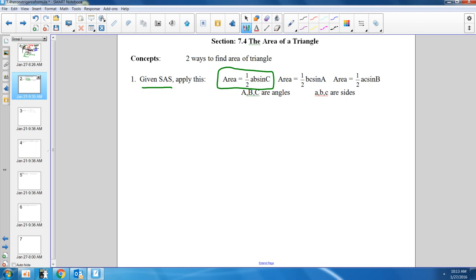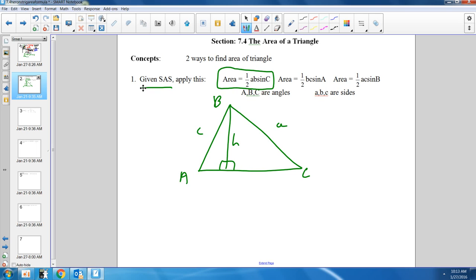So what I want to do is set it up the same exact way that I set up those other proofs and drop down the height. So I'm going to have an A, B, and a C. I'm also going to know that I have sides as well. And the area of that triangle as drawn is going to be equal to 1/2 times the base times the height. That's what you know.